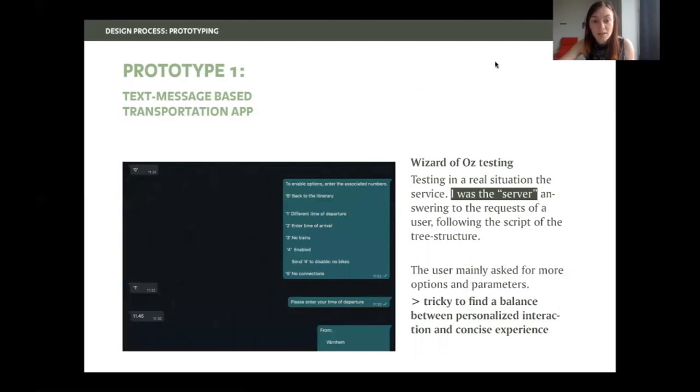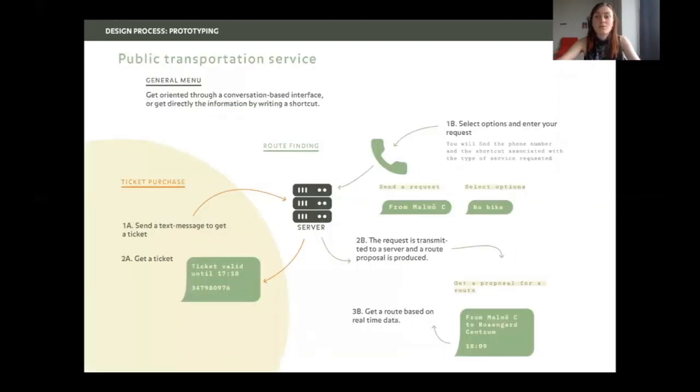Then I did a real life situation testing in a Wizard of Oz setting. I was the server, and I was answering the questions, following the script of this tree structure, of the participant who was actually making a trip in Malmö. Her feedback was that she wanted more options and parameters, which is kind of tricky for me here because it's hard to find a balance between this personalized interaction and a concise experience, as I said before. So this is a sketch of the service. It's showing the different exchanges between the server and the user through the phone.